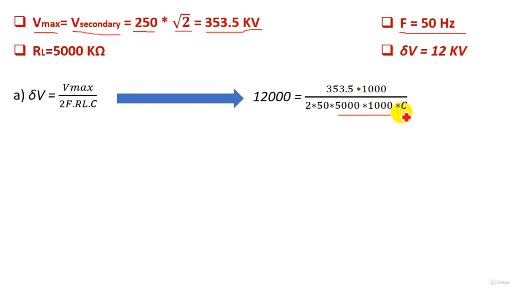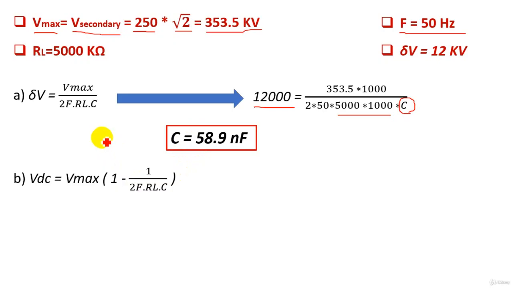From this equation we can find the value of the smoothing capacitor to limit the ripple voltage to 12 kilovolt. So the value of the smoothing capacitor will be 58.9 nanofarad. So this is the design of the capacitor to limit this ripple voltage. The value of the capacitor shouldn't be less than this value, because if the capacitor decreases below this value, the ripple voltage will increase.